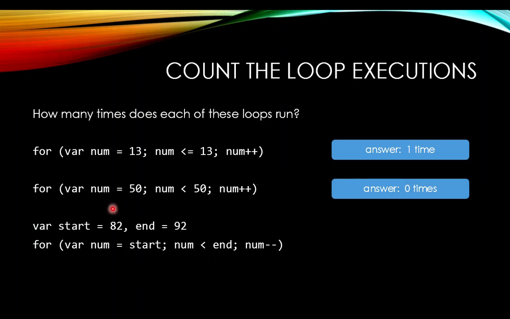How about this one? Start at 82, end at 92. Great. All right, so for setting up the for loop, we're going to start with a variable called num and set it to start, which is 82. You're going to continue going while start is less than end, so while 82 is less than 92. And then each time through, we decrement num instead of incrementing it. So what is that going to do? That's going to start at 82, but then it's going to become 81 and then 80. Are we ever going to get to 92 counting downwards from 82? We're never going to get there, are we? So the answer to this one is, this is an infinite loop.